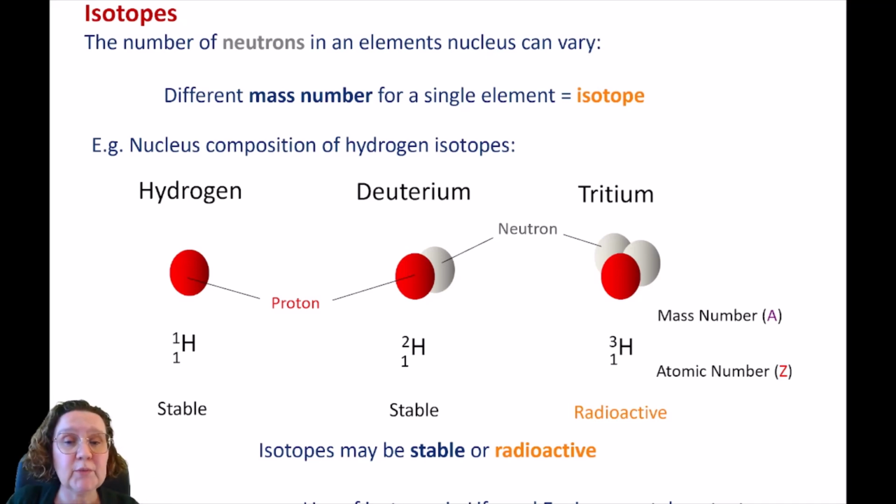And they can be stable or they can be radioactive. For example, in the case of hydrogen, the first 2 are stable and the third one is radioactive. And you might have heard about tritium. They don't get names except for hydrogen. The hydrogen one is called hydrogen. Hydrogen with 1 proton and 1 neutron is called deuterium. And hydrogen with 1 proton and 2 neutrons is called tritium. And you might have heard about the H bomb.